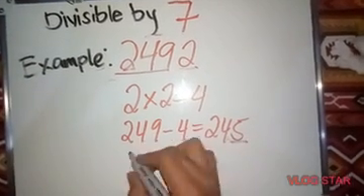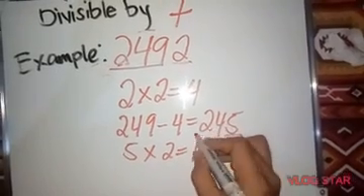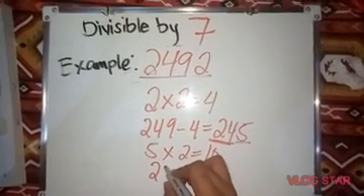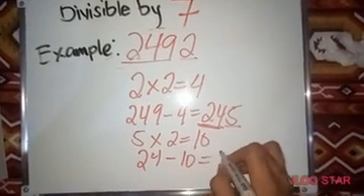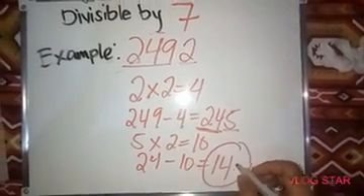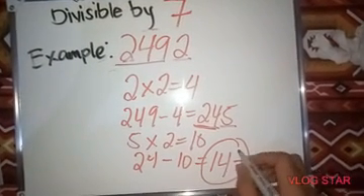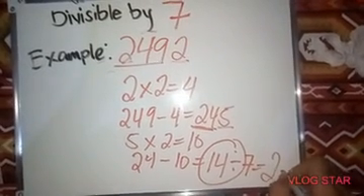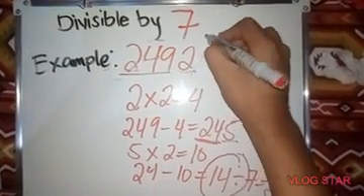Twice the last digit, 5 times 2, the answer is 10. Then subtract it from the remaining digits, which is 24. 24 minus 10, the answer is 14. And let's see whether 14 is divisible by 7. So if we divide 14 by 7, the answer is 2, no remainder, therefore 2492 is divisible by 7.